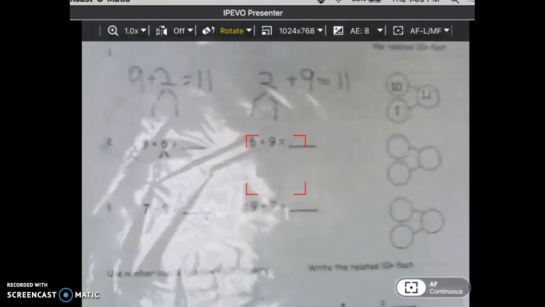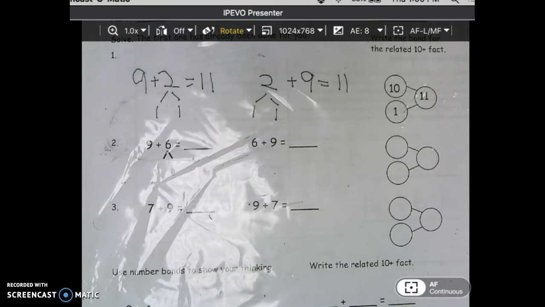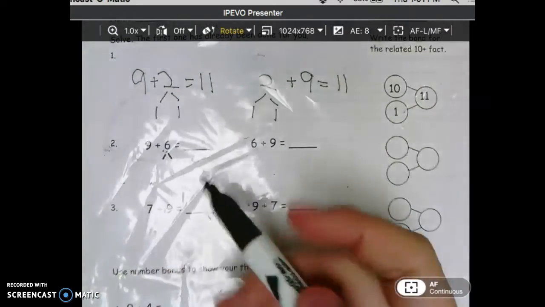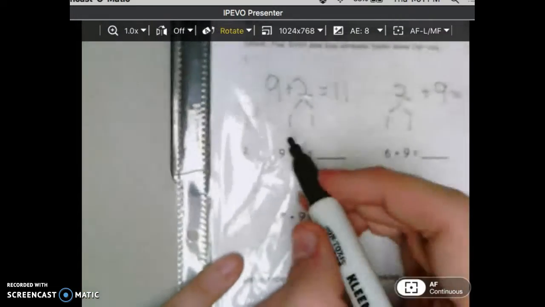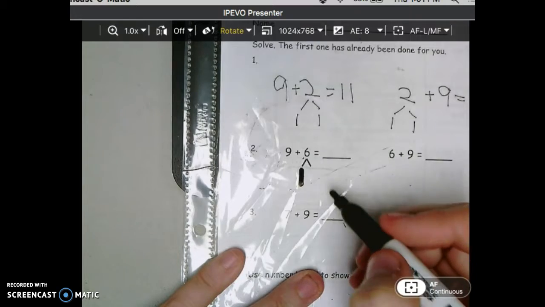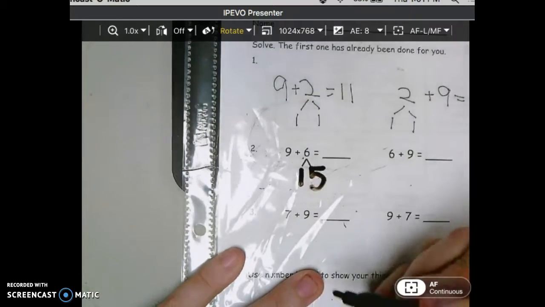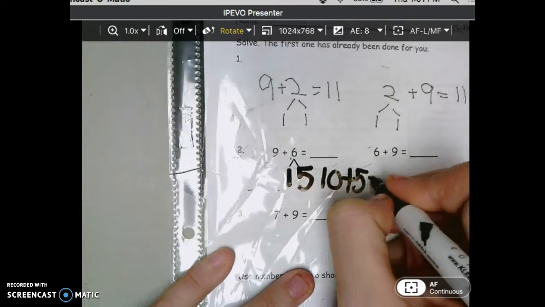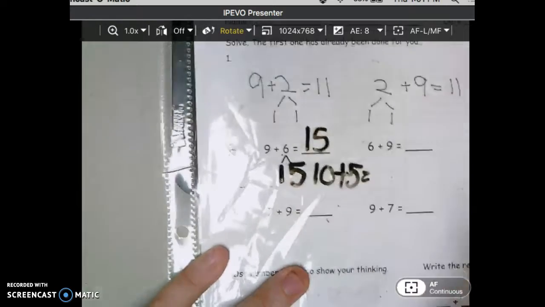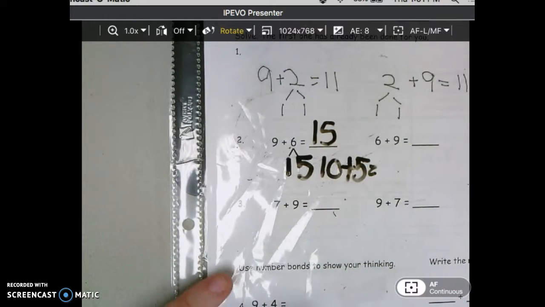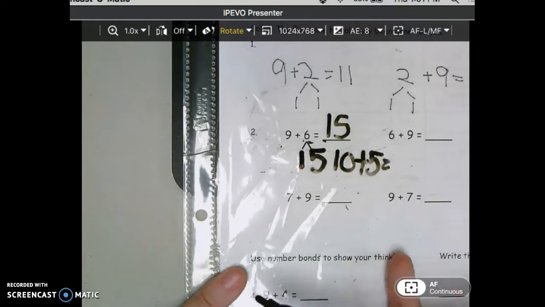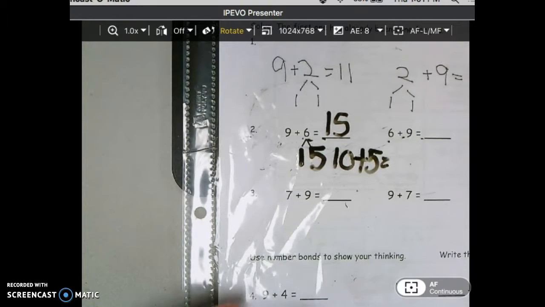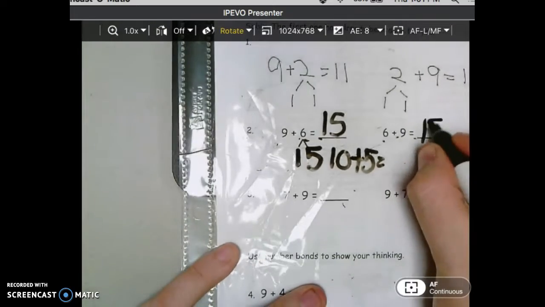I love the good attitudes and the bubbles. Okay, so if I have 9 plus 6, how would I break down that 6? A 1 and a 5. That's right. So then I have 10 plus 5, which equals, now look at this. 9 plus 6 equals 15. So what do you think 6 plus 9 is going to equal? 15. You are so right.